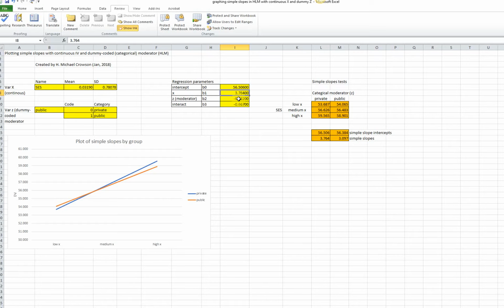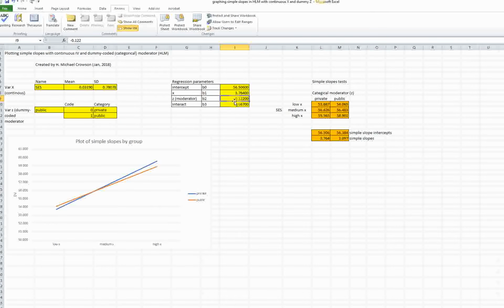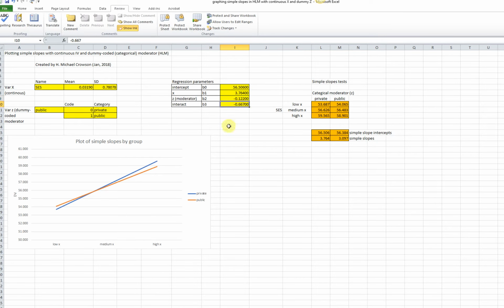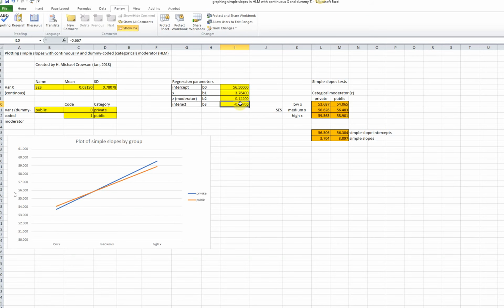The moderator variable was the level 2, and so I went to public, and that's the coefficient. So I just typed in negative 0.122, and that's what I typed in right here. And then the interaction term from the analysis is coming from this box right here, so negative 0.667. That's where it's typed in right here. So when you do that, you end up with the predicted values on y being generated, and then this is a plot of those simple slopes by type of school.